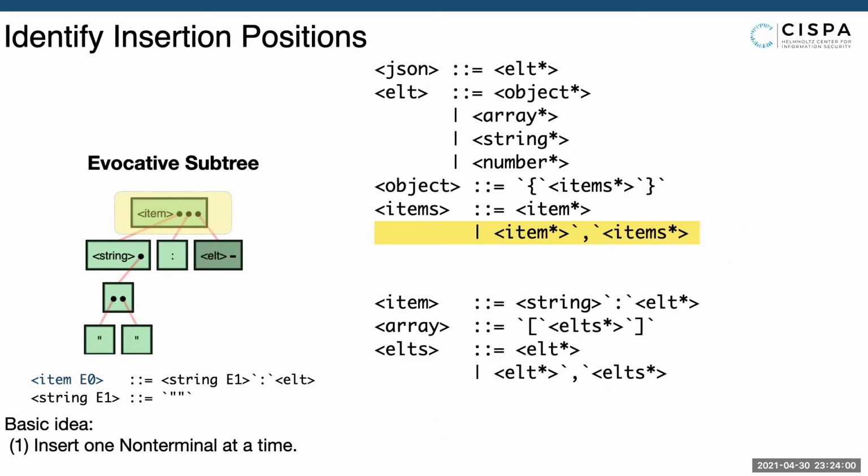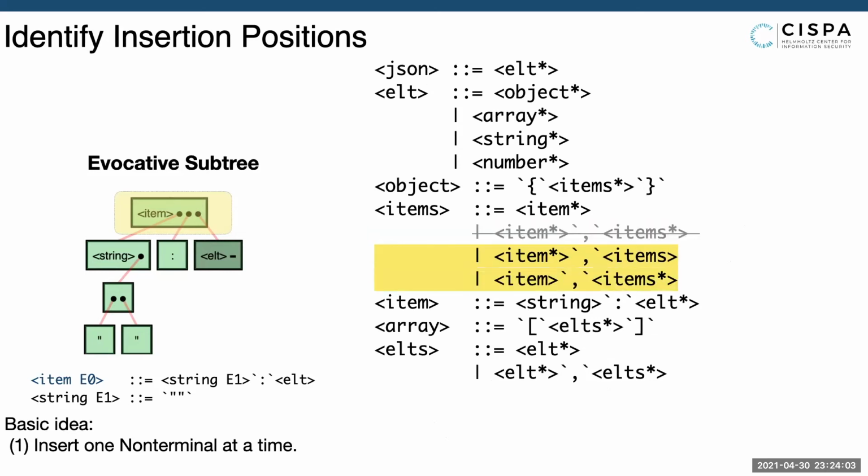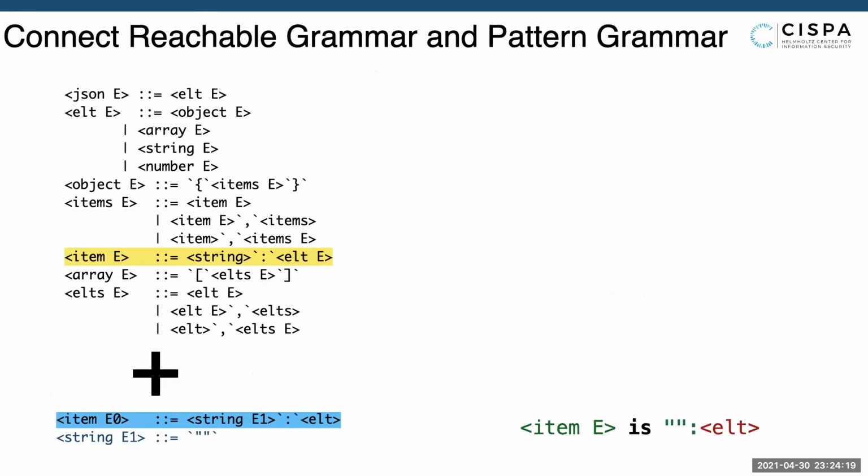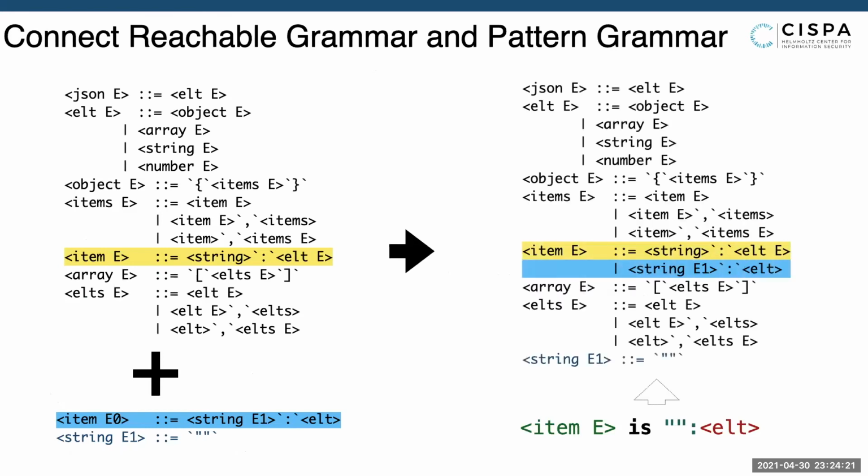For example, the second rule in the item gets duplicated to accommodate marks in non-terminals item and items. Similarly, the second rule in ELTS gets duplicated to accommodate marks in ELT and ELTS. We now mark the corresponding keys in the grammar and we have the reachable grammar. Then we combine the reachable grammar and the pattern grammar we produced earlier. Along with the definitions in the original grammar, this gives us the final focus grammar corresponding to our evocative pattern.